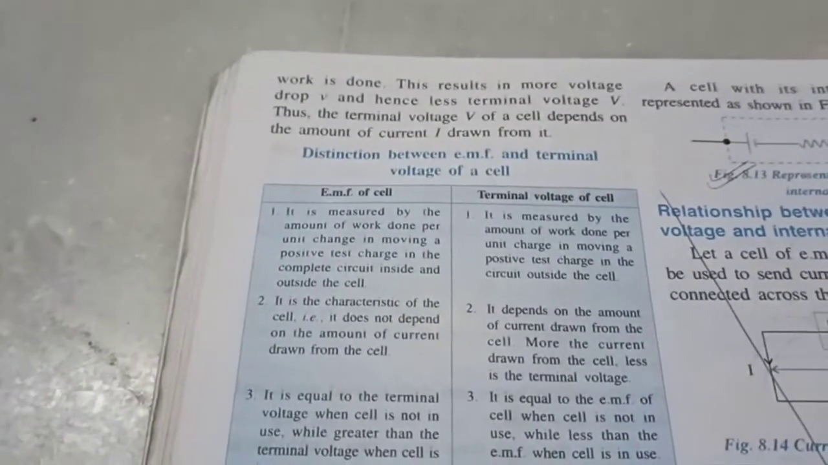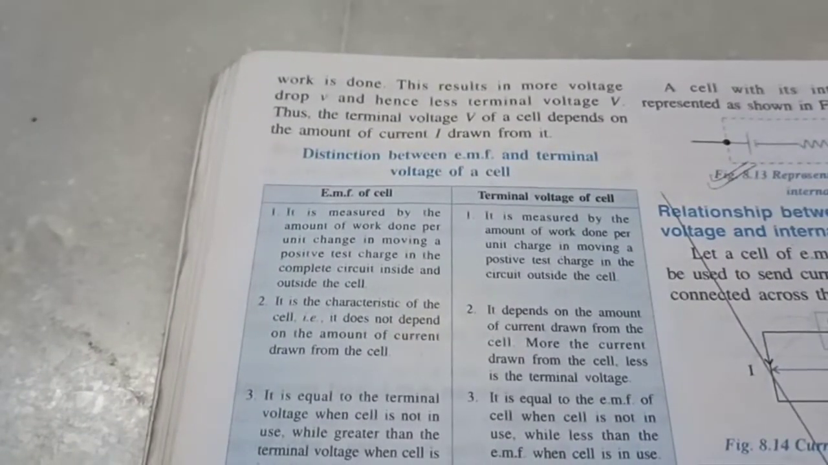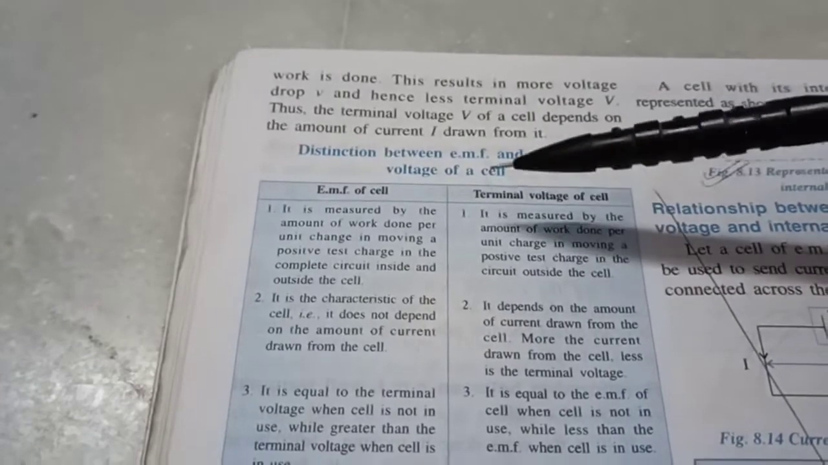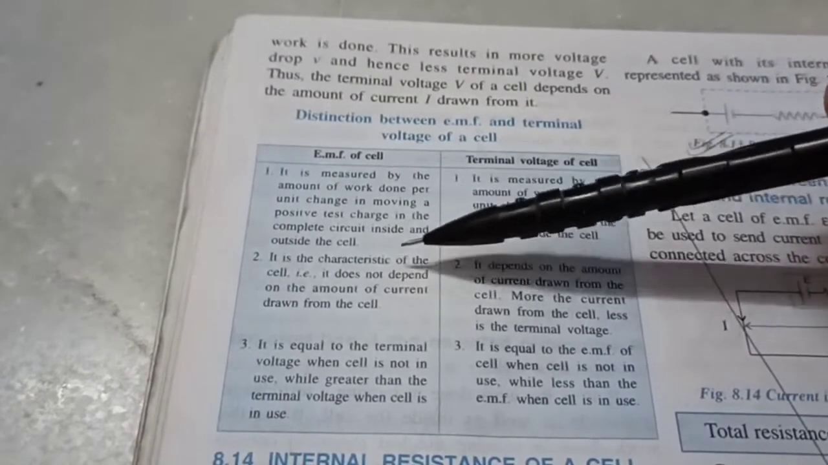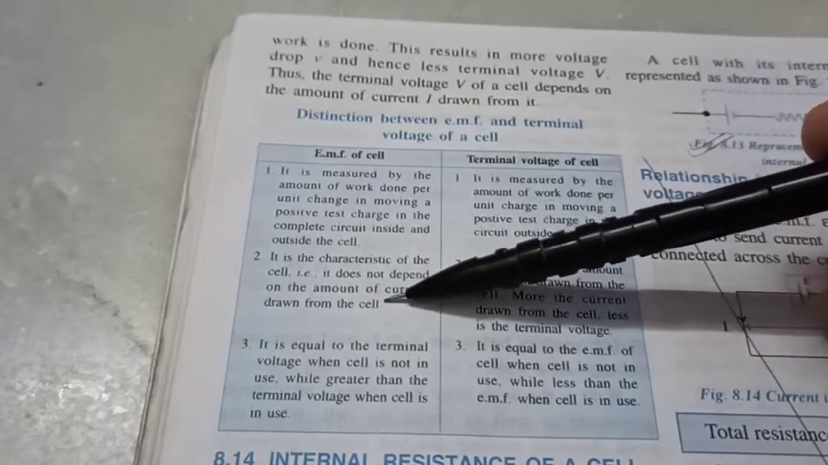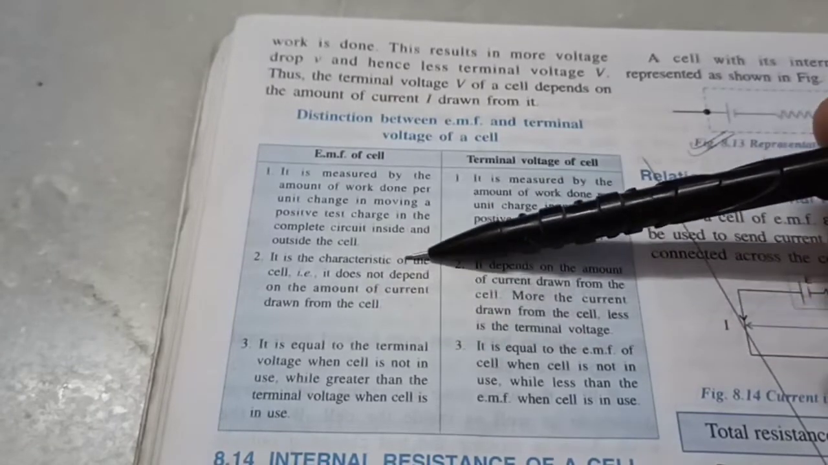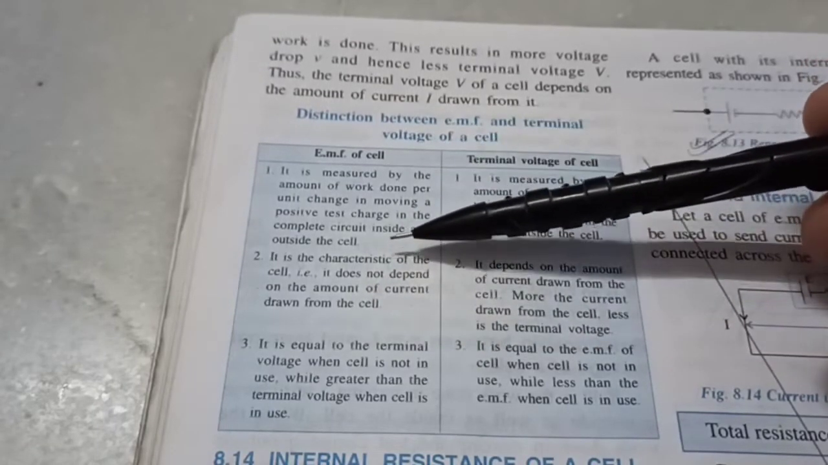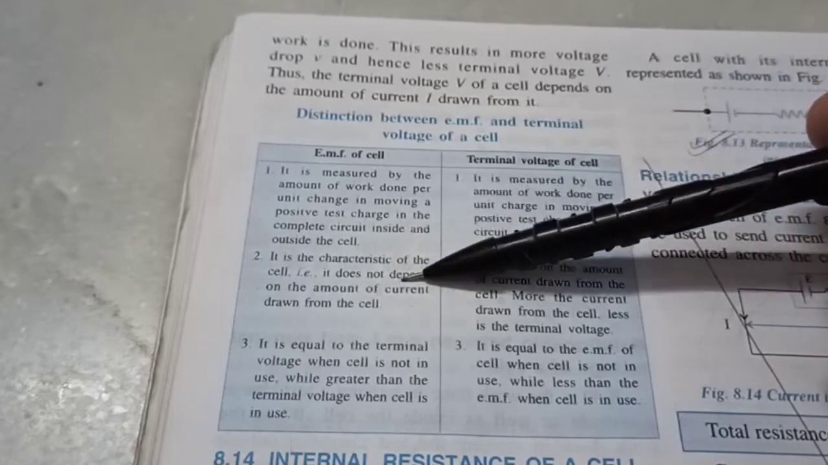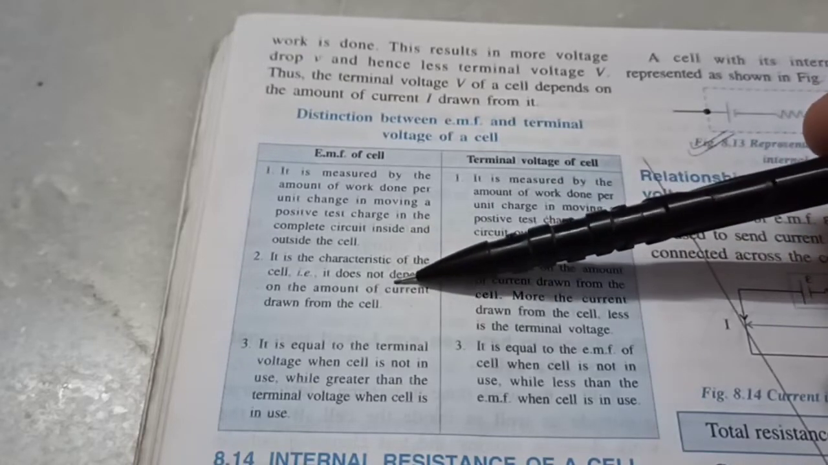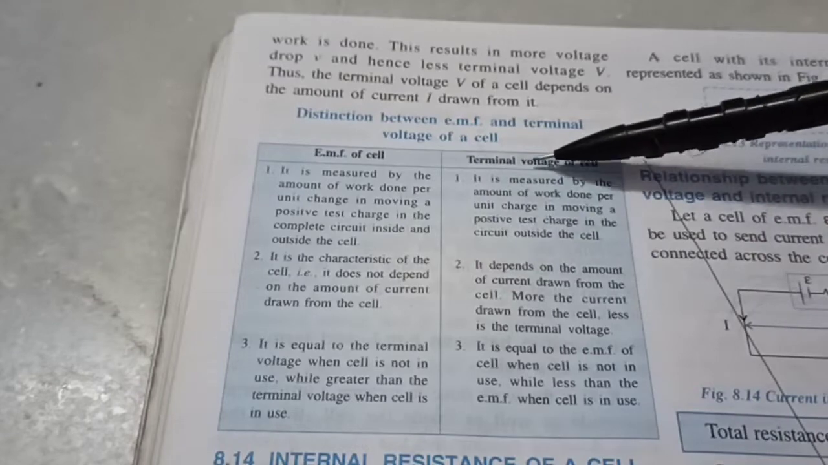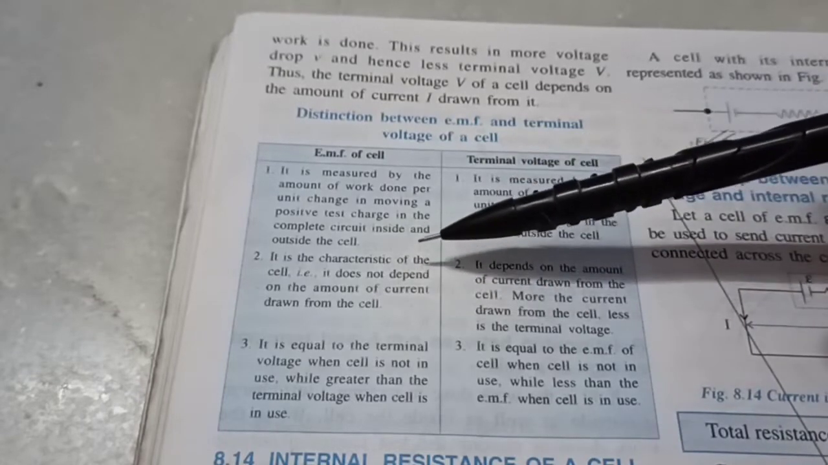Now this is the difference between EMF and terminal voltage. First is the definition. Secondly, EMF does not depend on the amount of current being drawn from the cell, because if you buy a cell of 6 volt, then the EMF will always be 6 volt for the life of the cell, assuming that the conditions are normal, that is the temperature of the environment, etc.